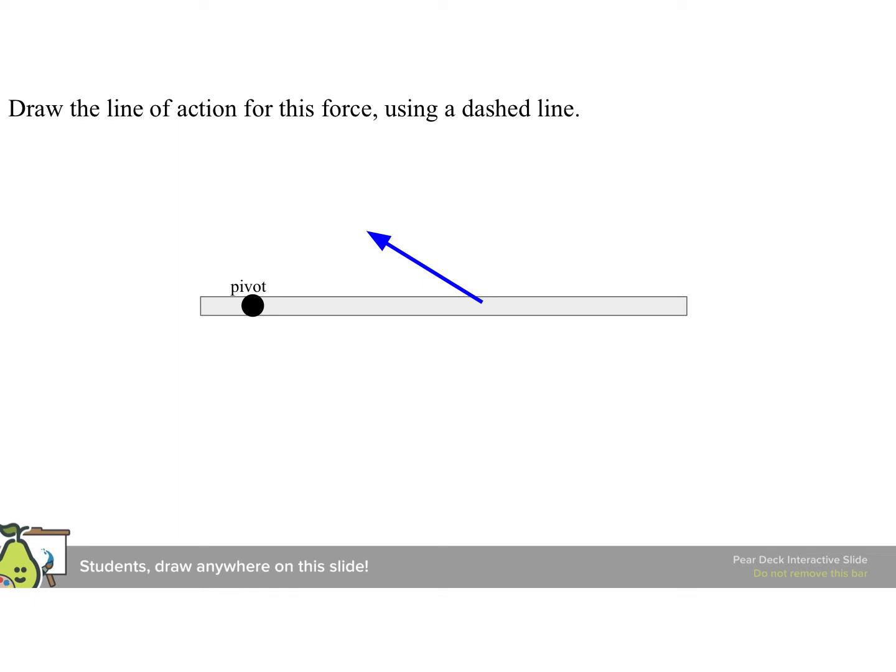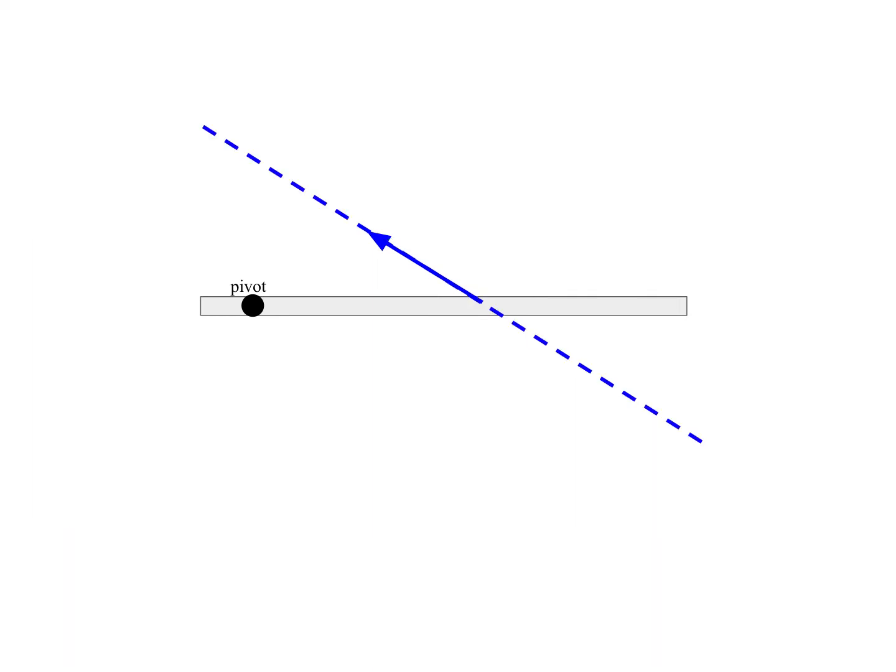Okay, so here's this force acting on this pivot. Draw the line of action for the force using a dashed line. The line of action, remember, is the line that contains the force. It would be something like this, and to respect the directions, let's make it dashed. All right, something like that is the line of action, drawn a little bit more cleanly this way.